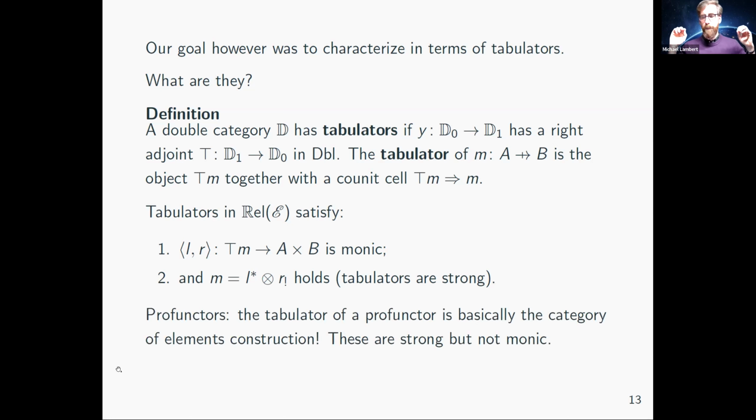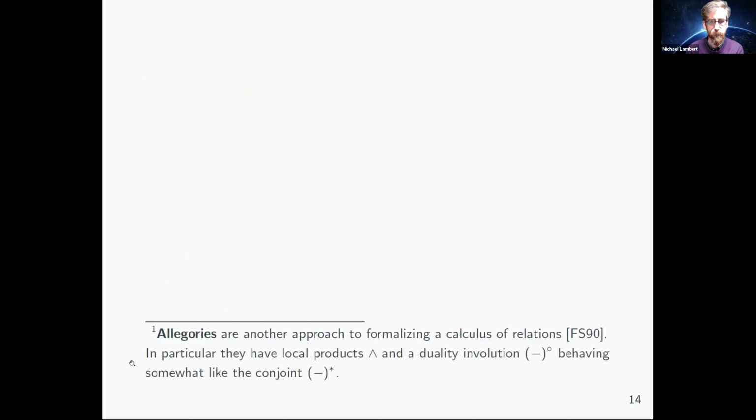Profunctors also have tabulators, but a very different kind of thing. They're still strong. However, they're definitely not monic, right? So in profunctors, basically the tabulator is going to be given to you by a category of elements construction. And so those guys are going to end up being some kind of fibration-y thing instead of a monic.